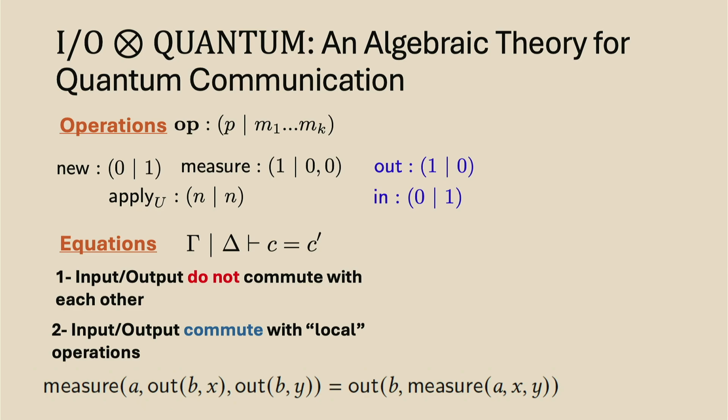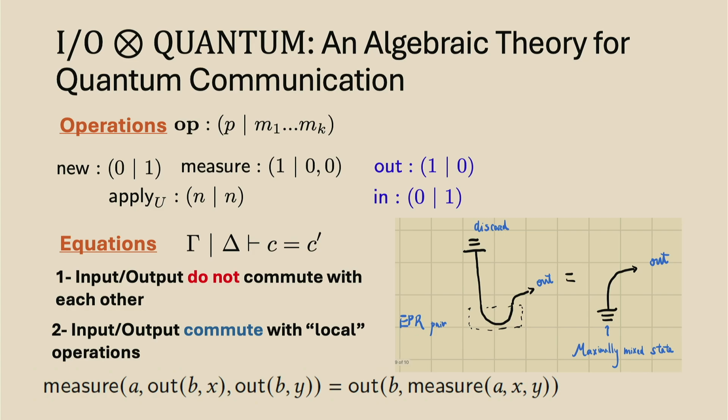And in fact, this is crucial to have some notion of compatibility with quantum theory, in the sense that, sorry for the string diagrams by the way, you can prove within the algebraic theory equalities like this: if you have an EPR pair and you send one end of it and discard the other end, it's the same thing as pulling that discard back, so it becomes a maximally mixed state, and then sending that maximally mixed qubit.